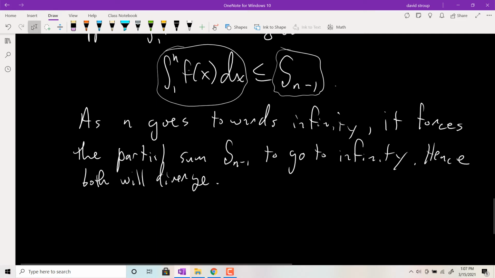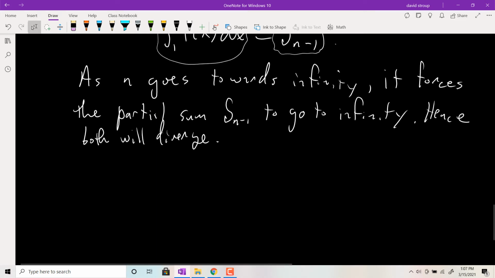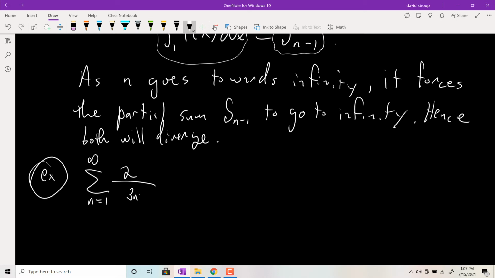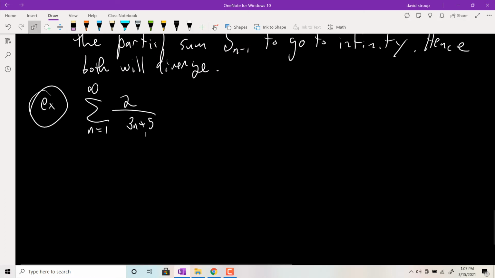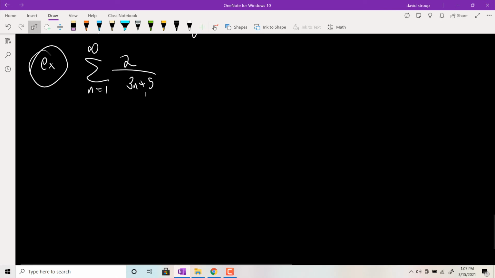Okay, so let's go ahead and take a look at some of these examples. First one: the sum from n equals 1 to infinity of 2 all over 3n plus 5. So it's not geometric. You can't do partial fractions on it. If you do the nth term test for divergence, you're looking at that. That'll go to 0, which tells you nothing.